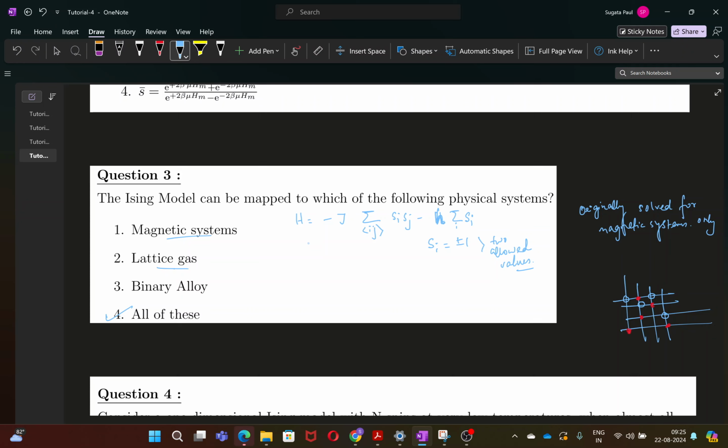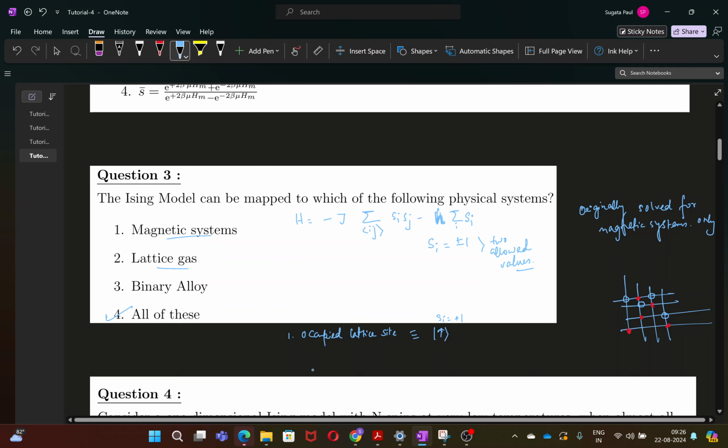So again, like spin up and spin down, two possible states of the magnetic system where the Ising model was originally applied. In the lattice gas system as well, we see that there are two possible states. One is the occupied state and the other one is the unoccupied state. So it has an occupied lattice site, which is taken to be analogous to the spin up state, s_i equal to +1 in the original Ising model Hamiltonian in a magnetic system.